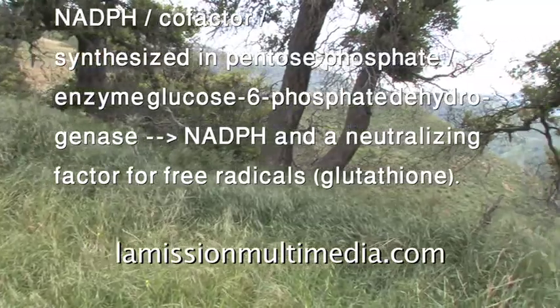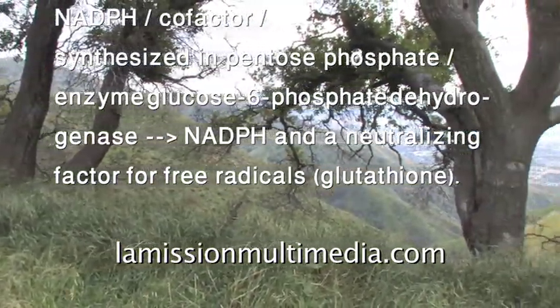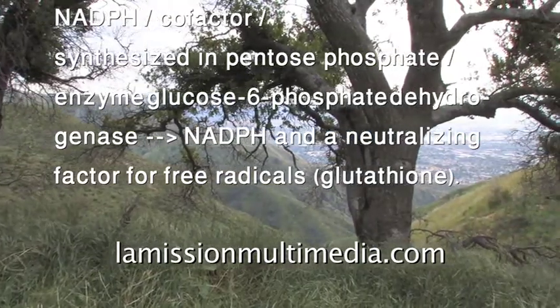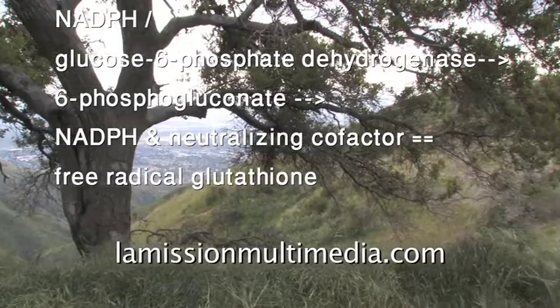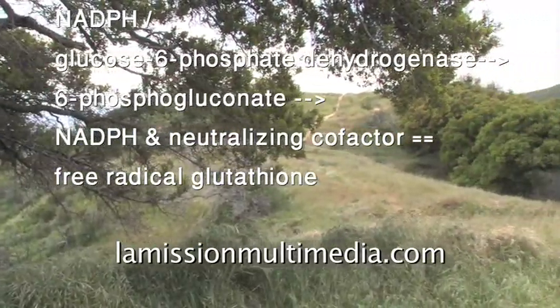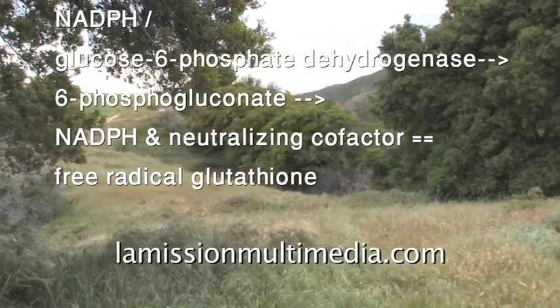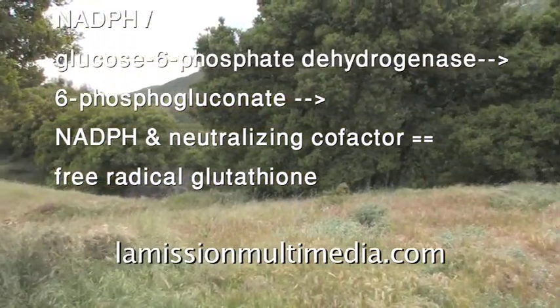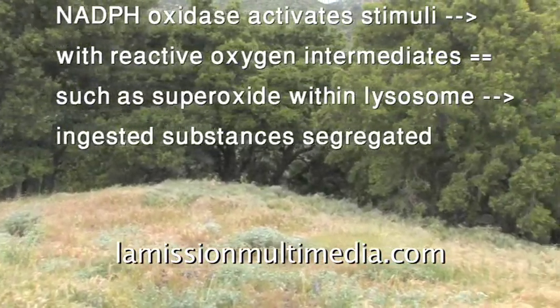Where is most NADPH synthesized? Commonly asked board question. Pentose phosphate shunt. And what's the enzyme responsible for that? That particular part of the reaction, glucose-6-phosphate dehydrogenase. That's converting glucose-6-phosphate into 6-phosphogluconate. You're getting NADPH, and then you're getting a neutralizing factor for free radicals. Name it, glutathione.